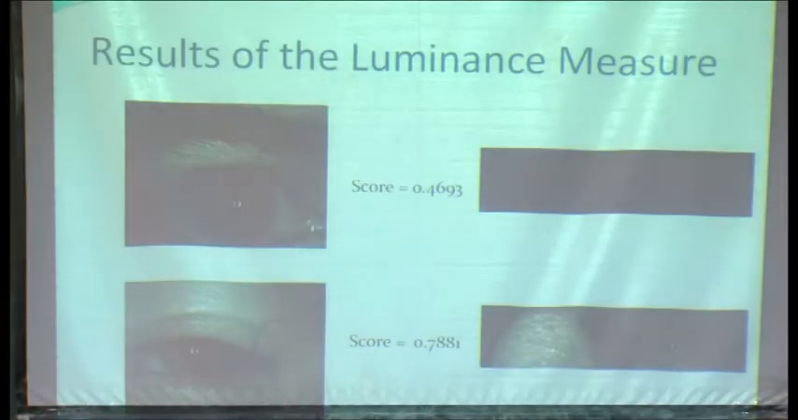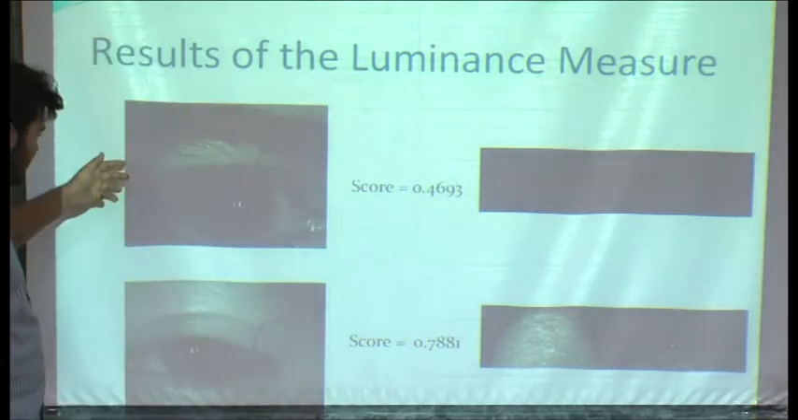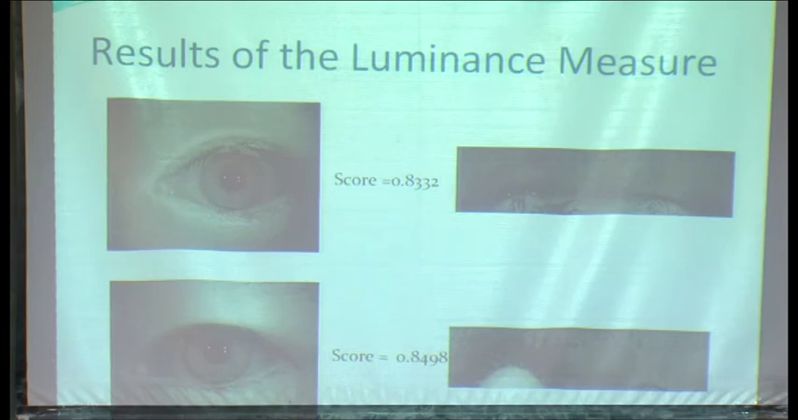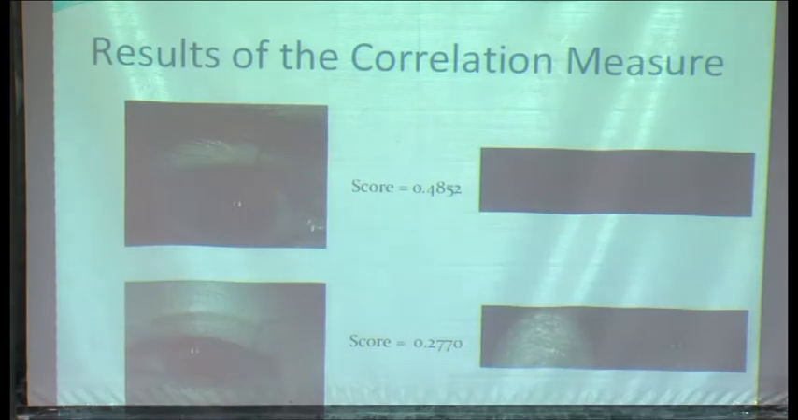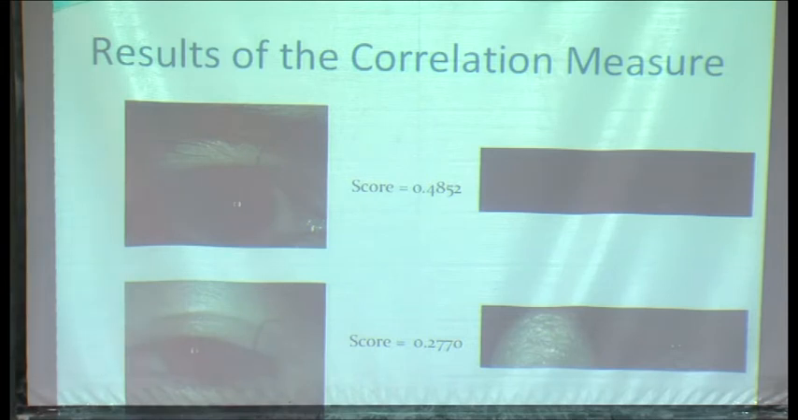Now I come to the luminance. As you can see, the intensity of this image is very poor. It turns out to be 0.4693, and this is 0.8332, 0.8489. Now the correlation measure. These are the results that I obtained.